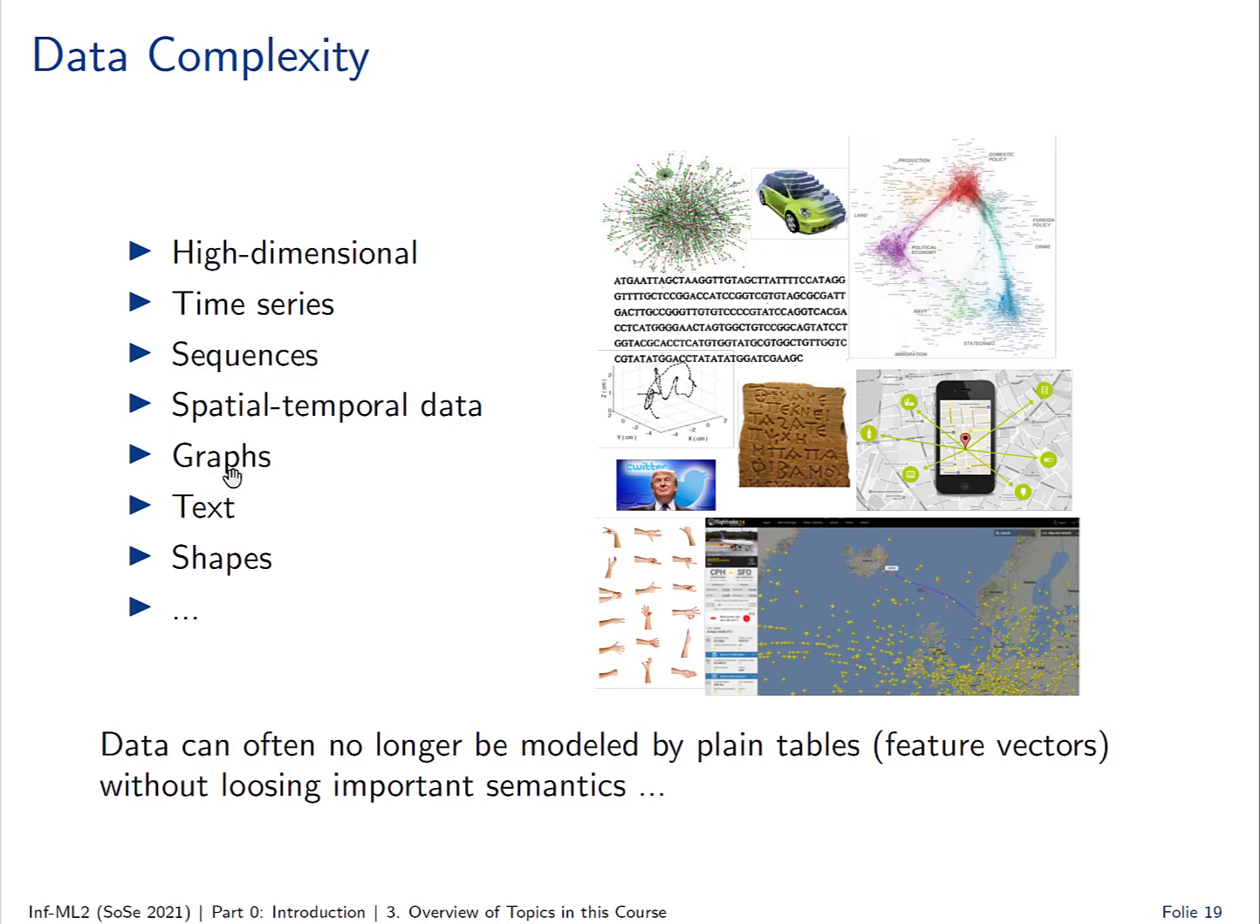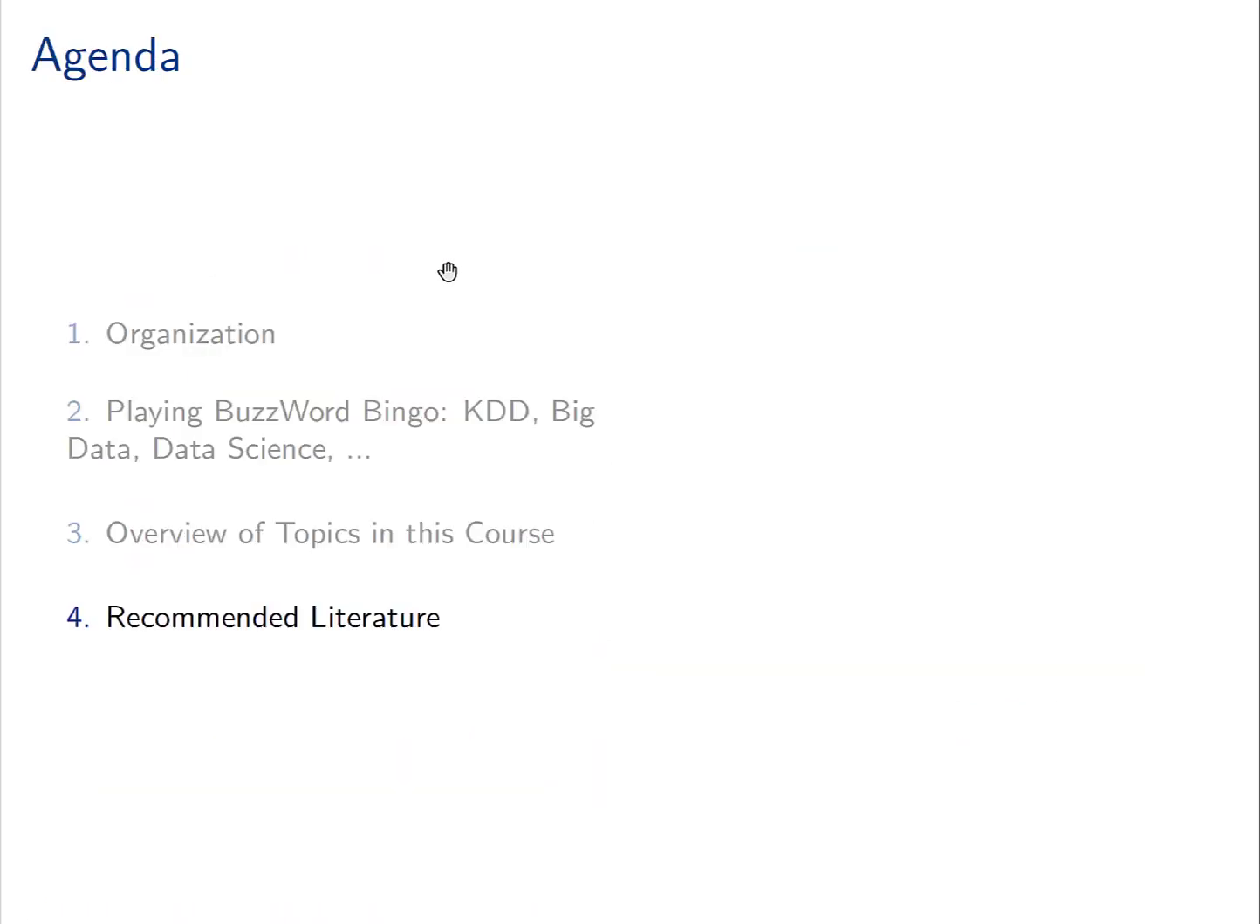We'll also talk a little bit about graphs. We probably won't talk too much about text and shapes, but they may also be very good examples of data complexity. The main thing is that data can often no longer be modeled by just plain tables or feature vectors without losing important semantics, or only by very high-dimensional feature vectors, and those have their own problems, which we'll talk about in one of the next lectures.